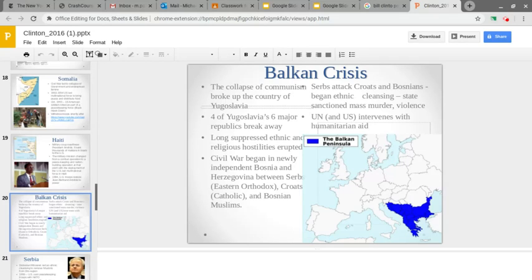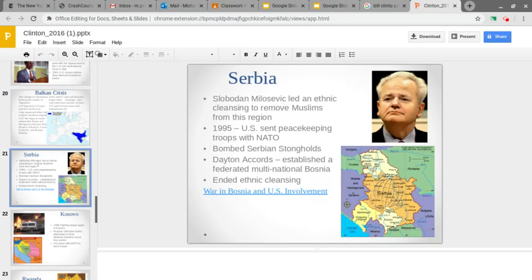We also have a crisis in the Balkans, and we haven't talked about the Balkans since our chapter on World War One. But communism collapses in Yugoslavia, and some of the territories that were part of the Yugoslavian Republic break away. Hostilities break out, and civil war starts in Bosnia and Herzegovina, which was newly independent. In Serbia, and we won't spend much time on this, Slobodan Milosevic led an ethnic cleansing to remove Muslims. So, doing really terrible things, and the U.S. sends troops and peacekeeping troops with NATO. Eventually, they bomb some targets, and ultimately, they get the Dayton Accords signed.